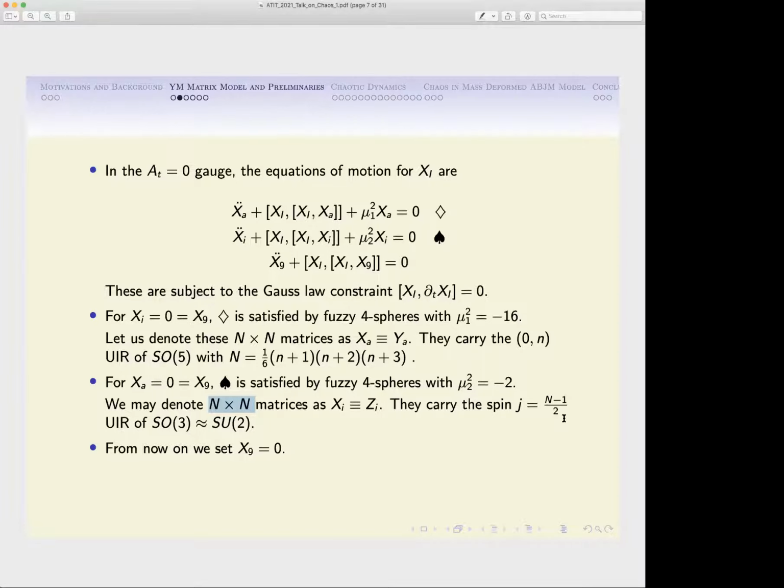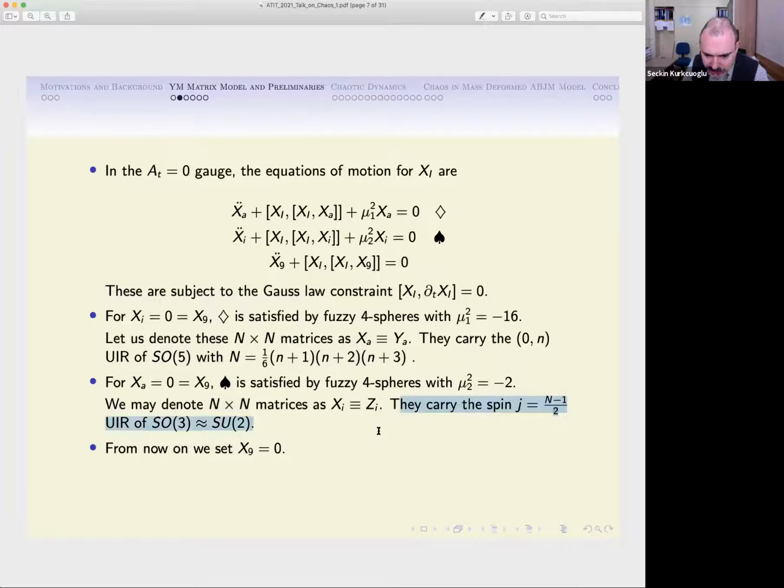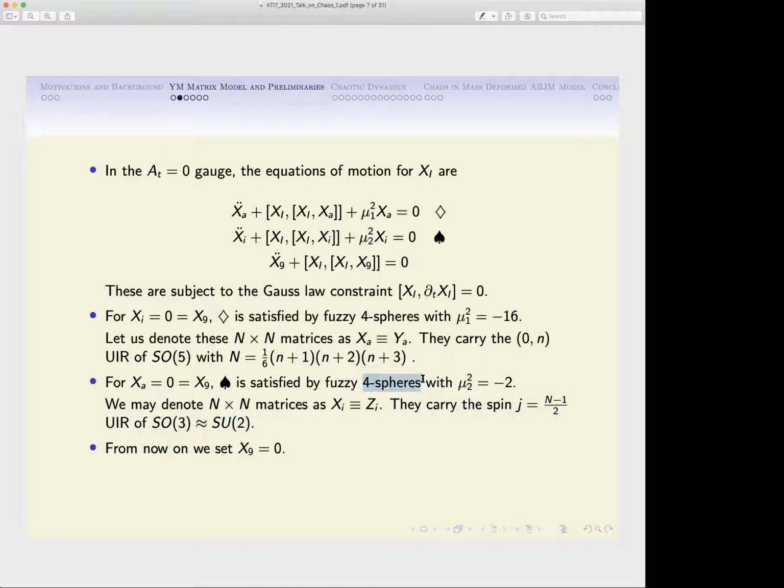Seçkin Hocam, sorry, that will be fuzzy two sphere, right? Yes, it's a typo, two-sphere. This one, the highlighted thing, the sentence above it says fuzzy four-sphere. Isn't it a typo? This must be two-sphere. Yeah, that's a typo. Okay, good.